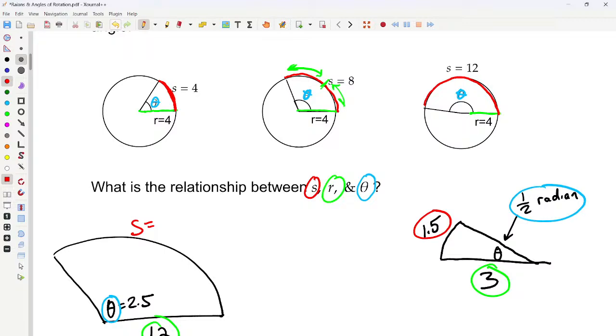Well, I don't think it's 4 because this is 12 steps. So I did 2.5 of those groups. The radius times the angle equals the arc. There's a claim. Radius 4 times 1 equals the arc. 4.